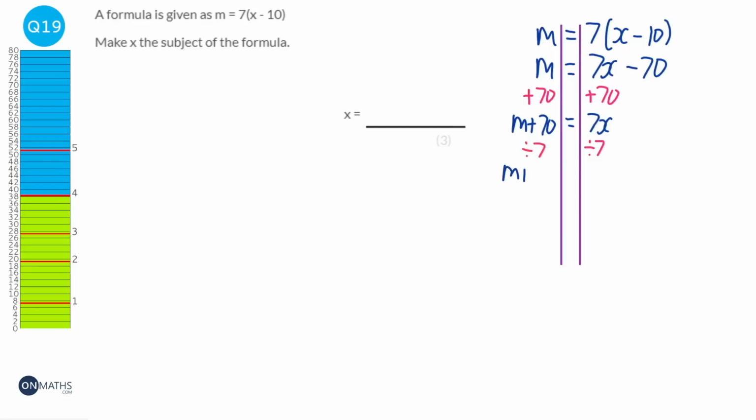So we have m plus 70, all of that over 7 equals x. So x equals m plus 70 over 7.